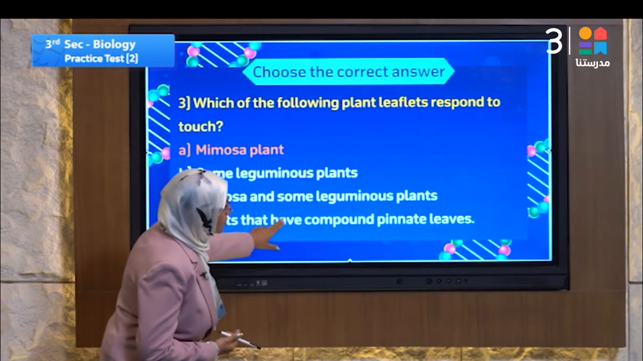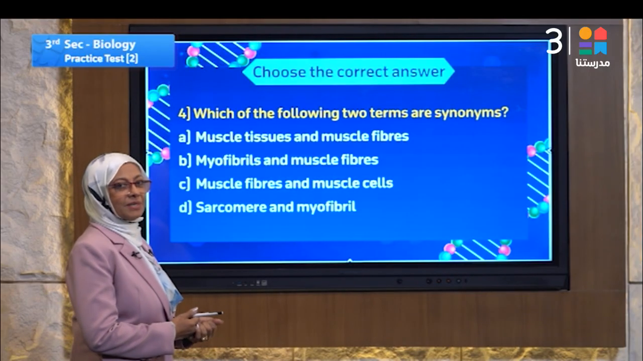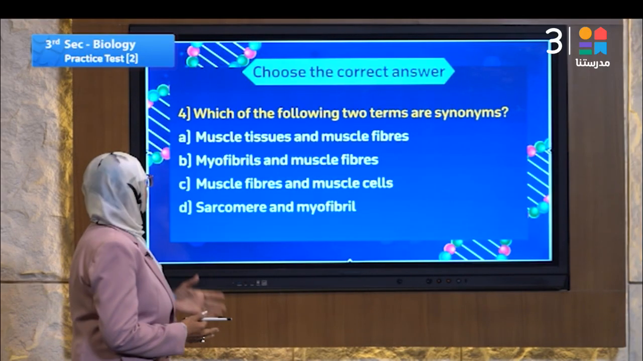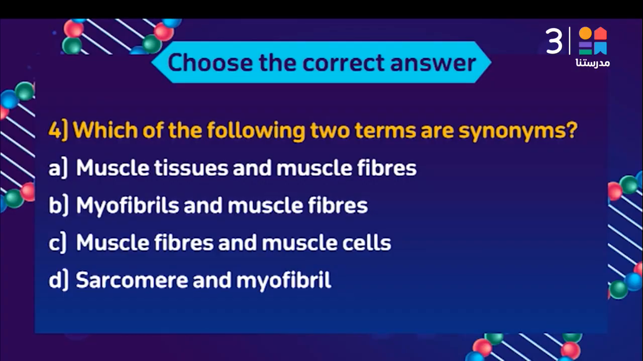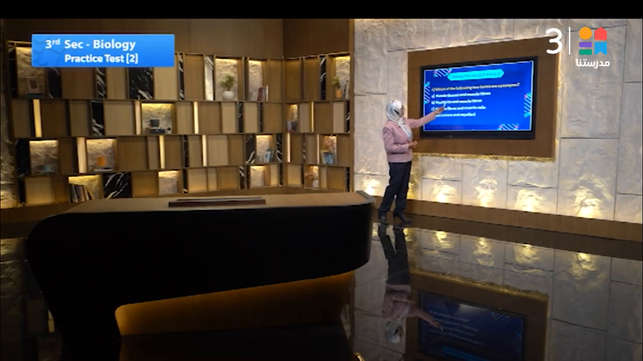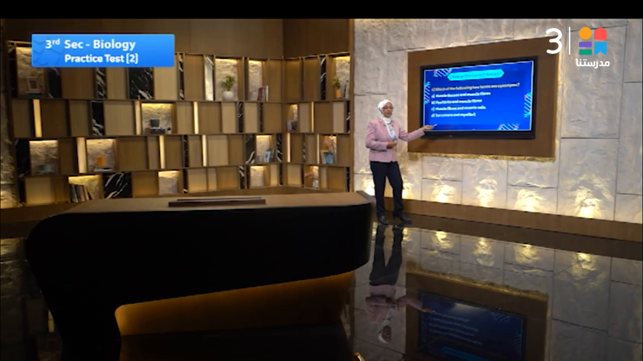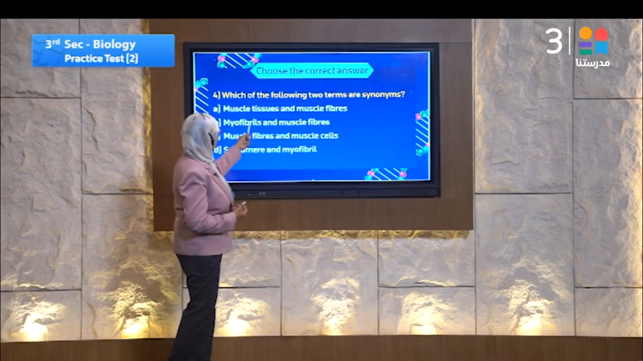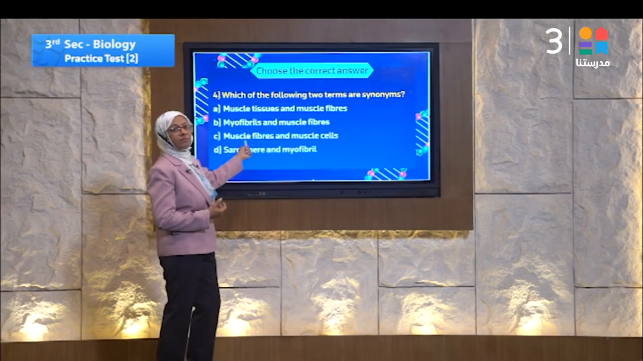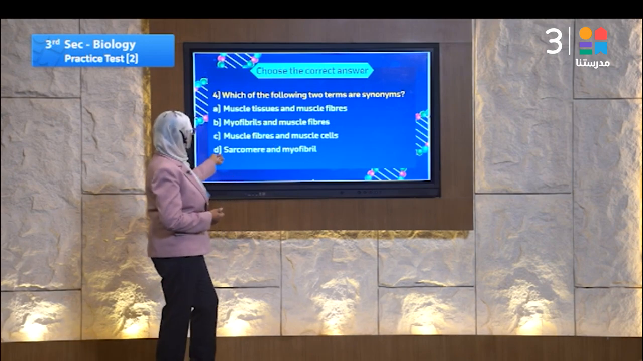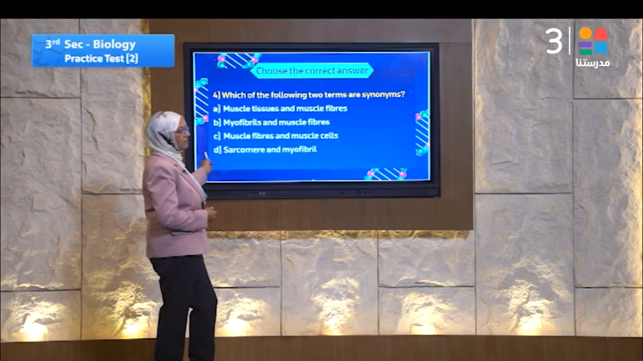Let's go to number 4. Number 4 speaks about the term synonymous, that means having the same meaning. Let's read the question. Which of the following two terms are synonymous? Muscle tissue and muscle fibers. Are they the same? Let's read the other choices. Myofibers and muscle fibers. Myofibers are a part of skeletal muscles. C, muscle fibers and muscle cells. Are the muscle cells the same as muscle fibers?